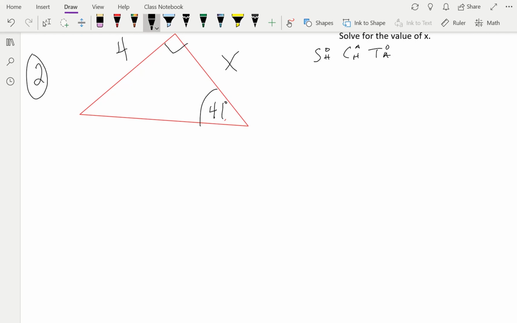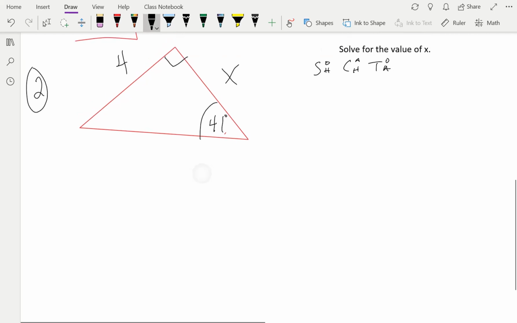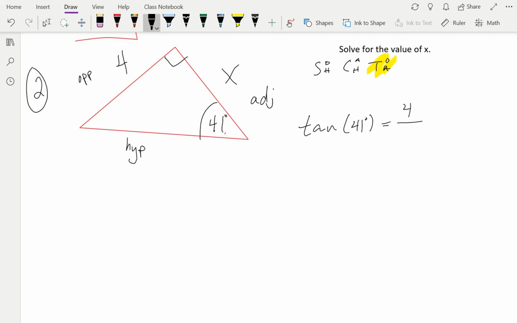So right here, we're given the opposite side to 41 degrees. We know we're not given the hypotenuse because that has to be across from the right angle. But we are given the adjacent side as well. So we have opposite and adjacent. The only trig function with both of those is tangent. So we're going to say that tangent of 41 degrees, and that's going to be important in a second, is equal to the opposite side, which is 4, over the adjacent side, which is x.